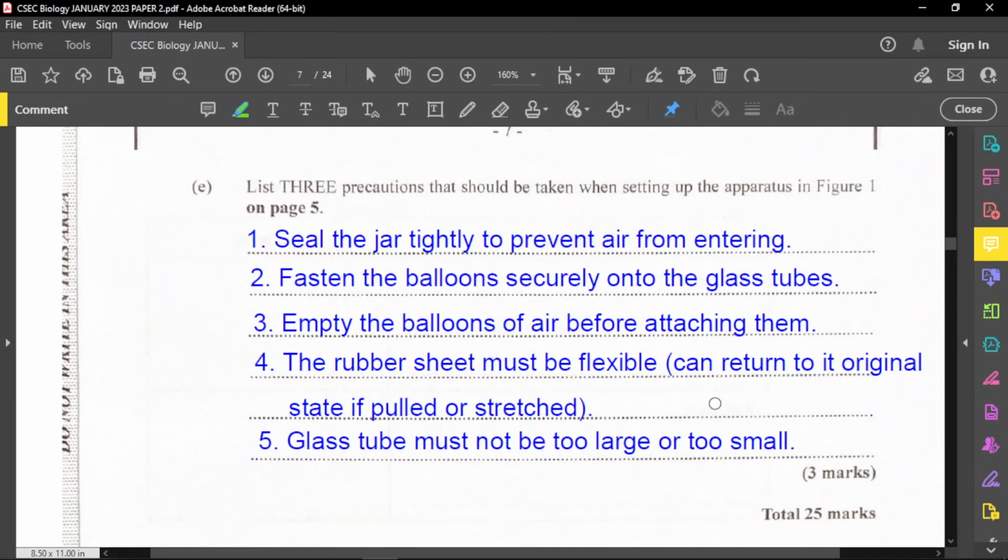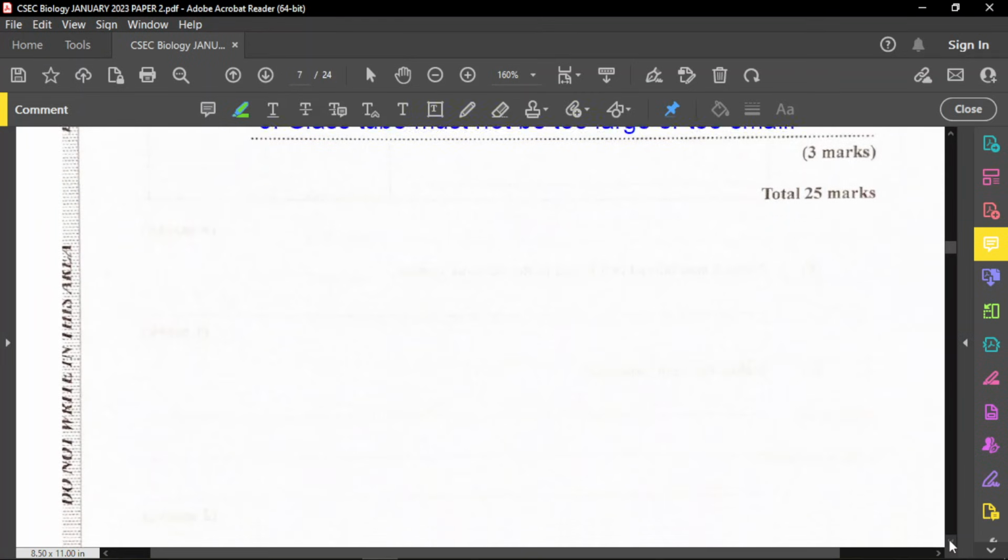And the fifth one is that the glass tube must not be too large or too small. If it's too large, then air will rush into the balloon quickly, and also air will expel from the balloon as you push it down. So it's going to be hard to contain the air in the balloon. All right, so the observation will be hard to detect. All right, so now we finished with question number 1.